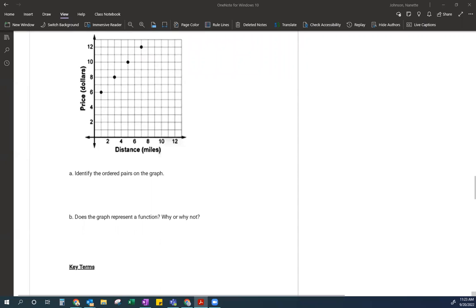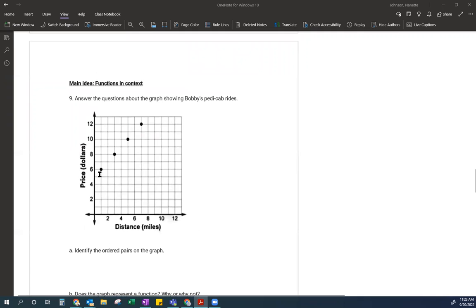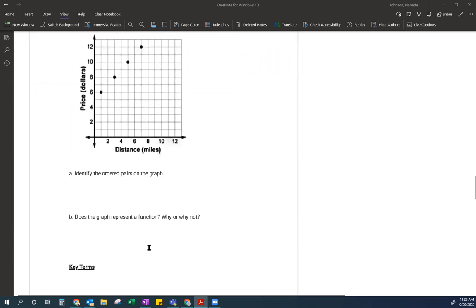So again, I'm going to bring over this vertical line test here and see if it's only touching once, right? And you can also do it based on your ordered pairs that you did and check to see if each person only has one output. So the answer to this one is yes. It is a function. It does represent a function because it passes the vertical line test.